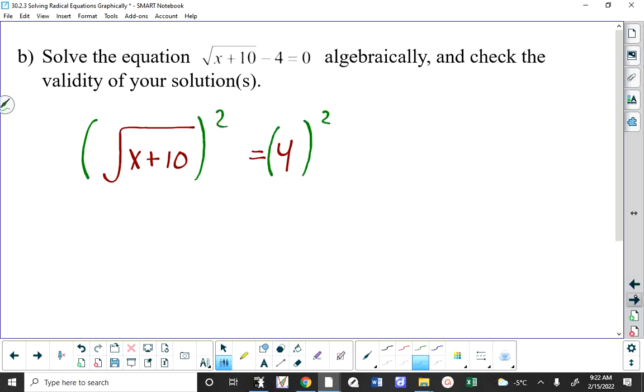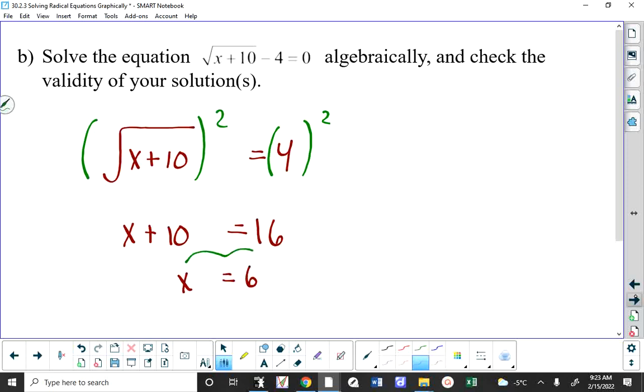So this is my first step. Eliminate the radical. How do you do that? Get it by itself and square both sides. When we square a square root, of course, those two operations undo each other because they're inverse operations. And when I square 4, I get 16. This is turned into a childlike question. x plus 10 equals 16. So if you want to solve it formally, you subtract 10 from both sides. If you want to just look at it and say, well, 6 plus 10 gives you 16, that will do the trick as well. So x is equal to 6.